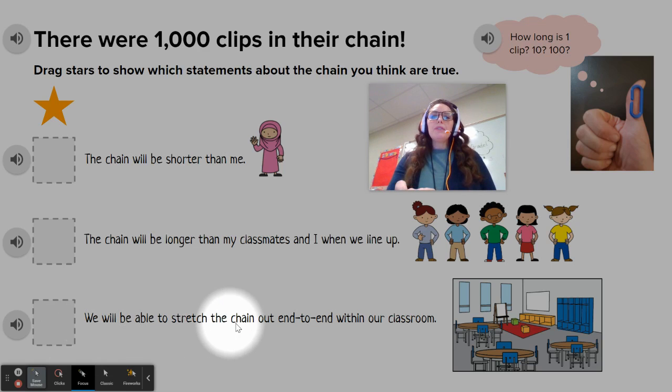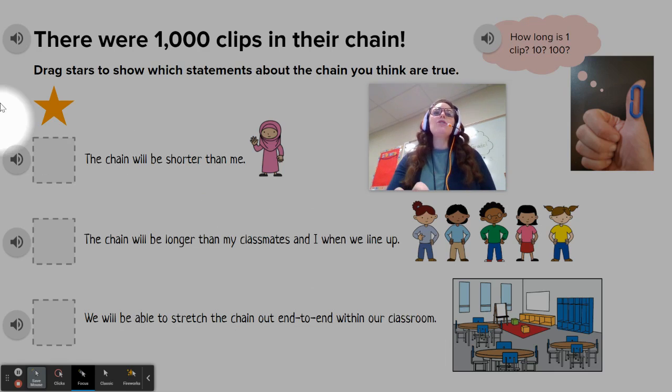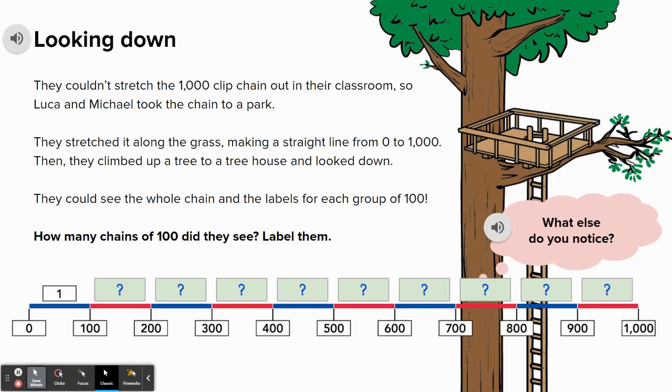And we will be able to stretch the chain out end to end within our classroom. So do you think if we laid out 1,000 clips, would that fit within our classroom? You are going to click and drag the star to all of the statements that you think are true. Looking down, they couldn't stretch the 1,000 clip chain out in their classroom. It was even longer than that.